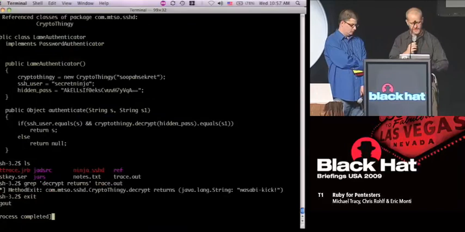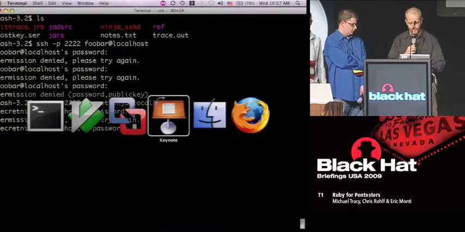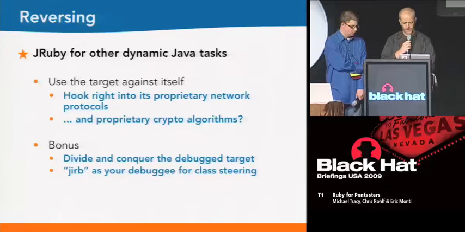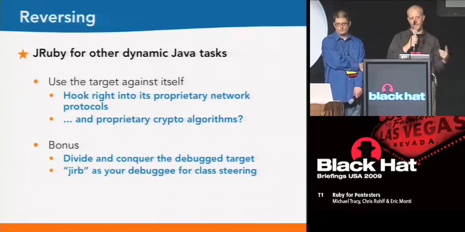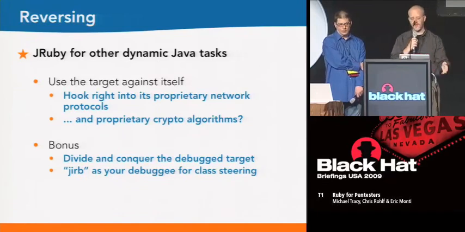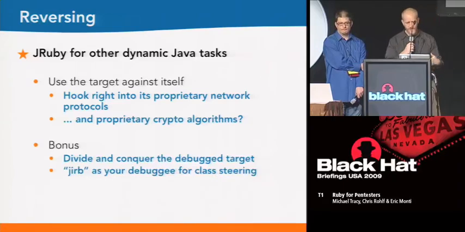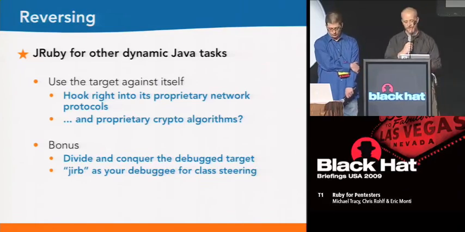I just wanted to say a few more things about dynamic Java reversing. There are two other big points I want to touch on. One is that using JRB, you can actually run JRB as the debugger and use it to steer the classes you're interested in. This is really useful in honing in on the code you're interested in. The other thing is you can use it to interact with the classes that you're interested in and use it to basically turn the target against itself.